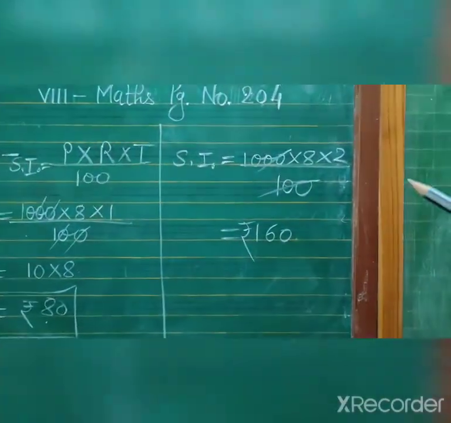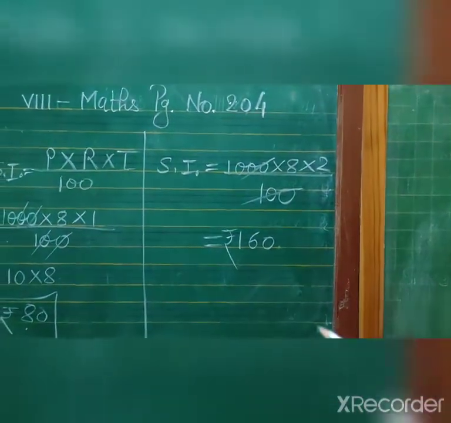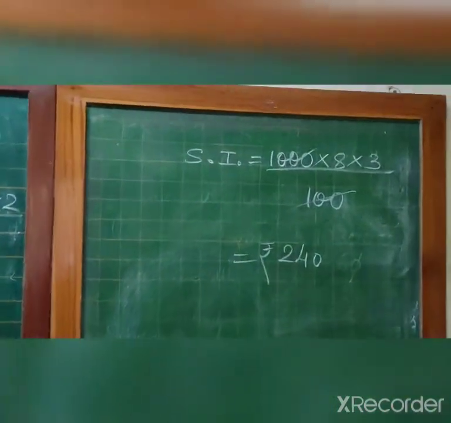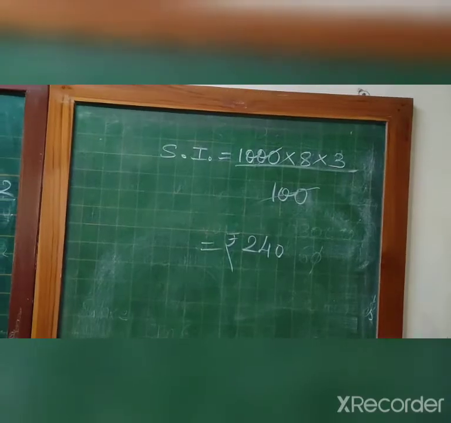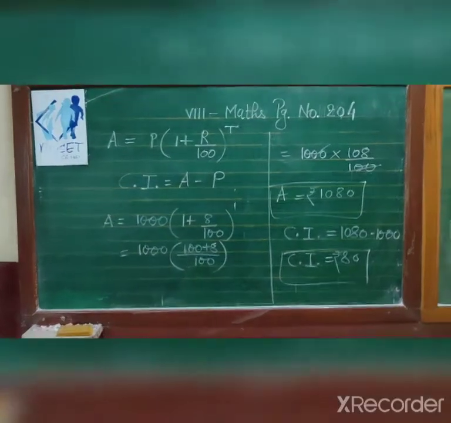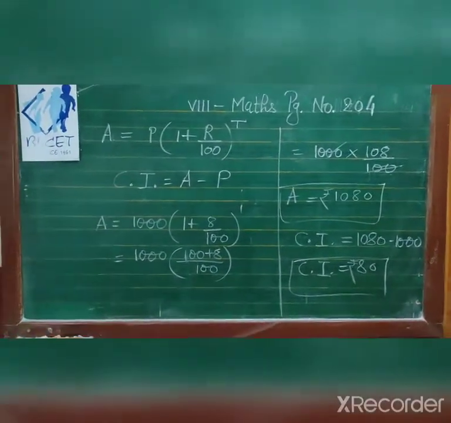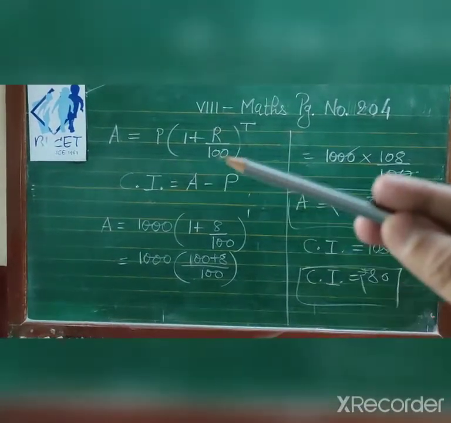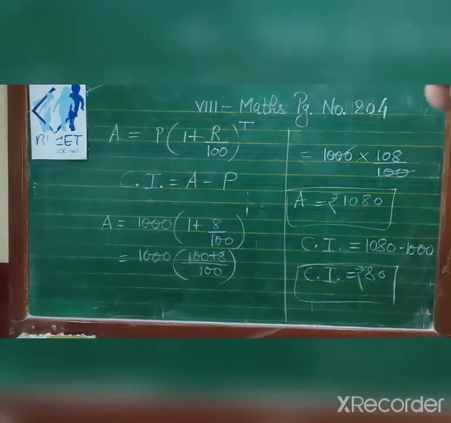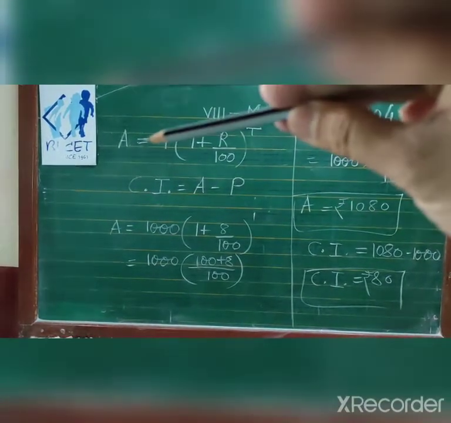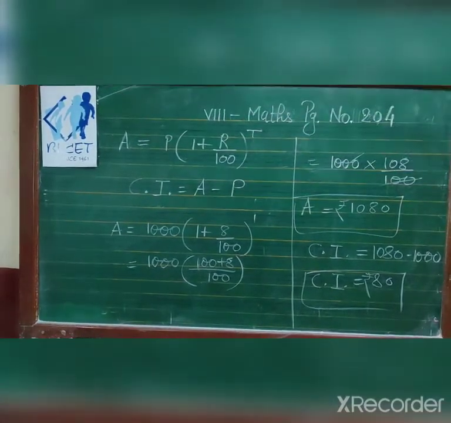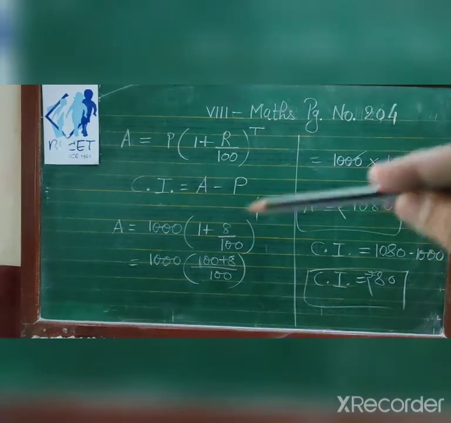In this situation, for 2 years simple interest is rupees 160 and for 3 years simple interest is rupees 240. Now we will calculate compound interest. The formula of compound interest we already know: A equals P times (1 plus R upon 100) to the power T, which gives the amount, and if we subtract the principal from the amount we will get compound interest.